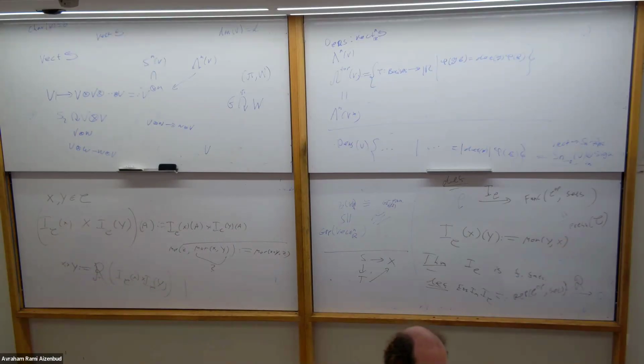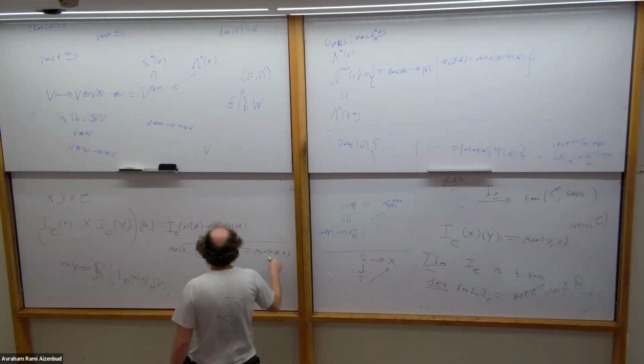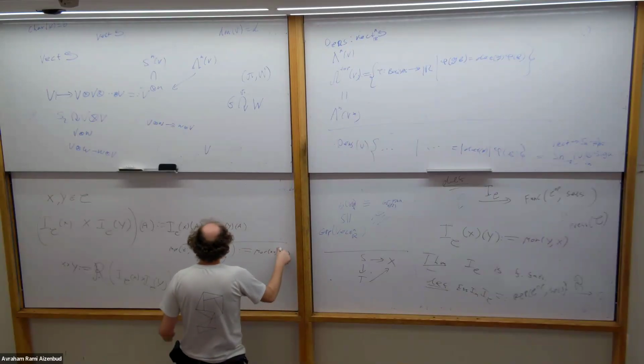This functor must be continuous maps from Z times X to Y. Oh, sorry, Z times X to Y.